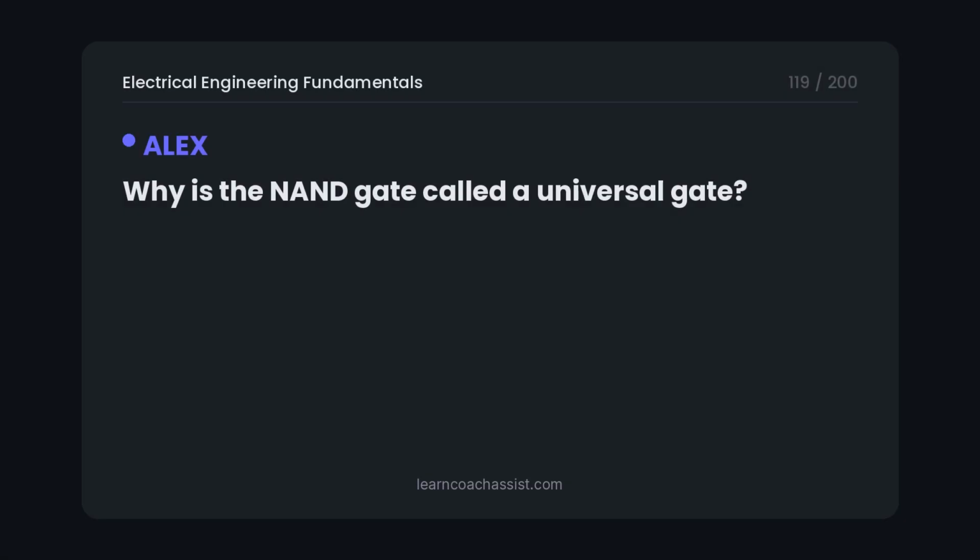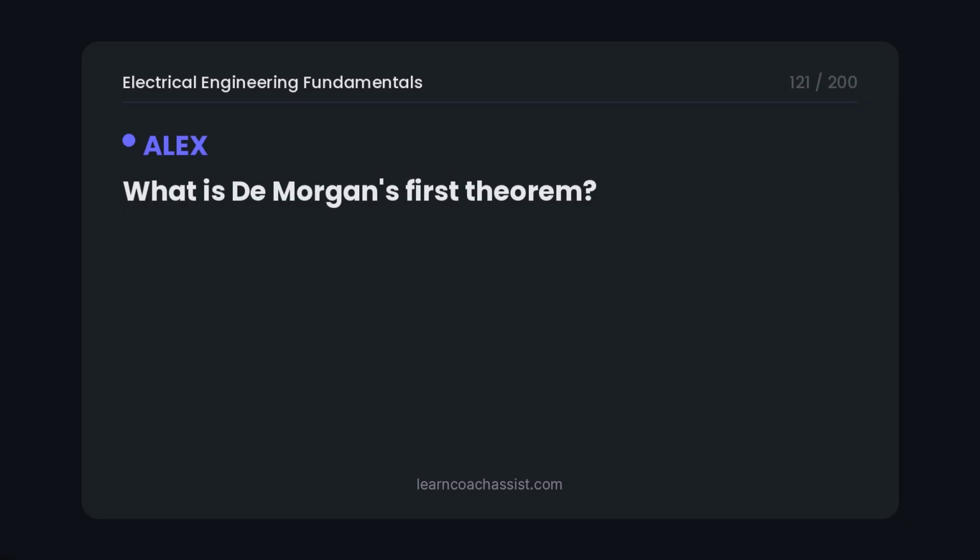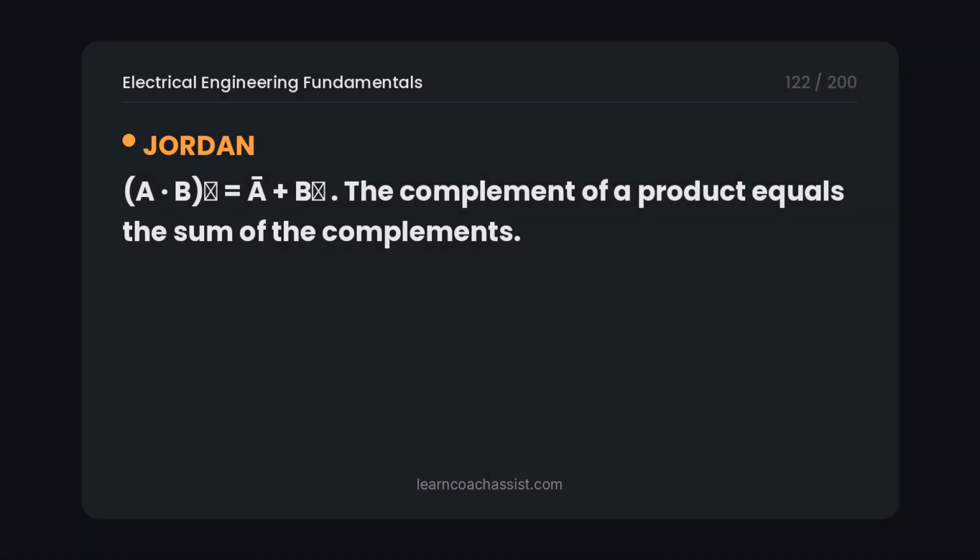Why is the NAND gate called a universal gate? Any Boolean function can be implemented using only NAND gates, including AND, OR, and NOT. What is De Morgan's first theorem? (AB)-bar equals A-bar plus B-bar. The complement of a product equals the sum of the complements.